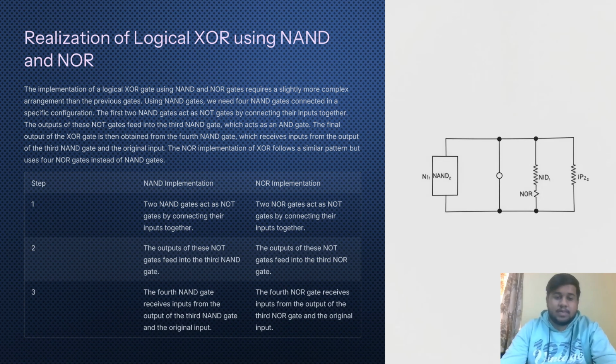The third step, NAND implementation: the fourth NAND gate receives input from the output of the third NAND gate and the original input. NOR implementation: the fourth NOR gate receives input from the output of the third NOR gate and the original input.